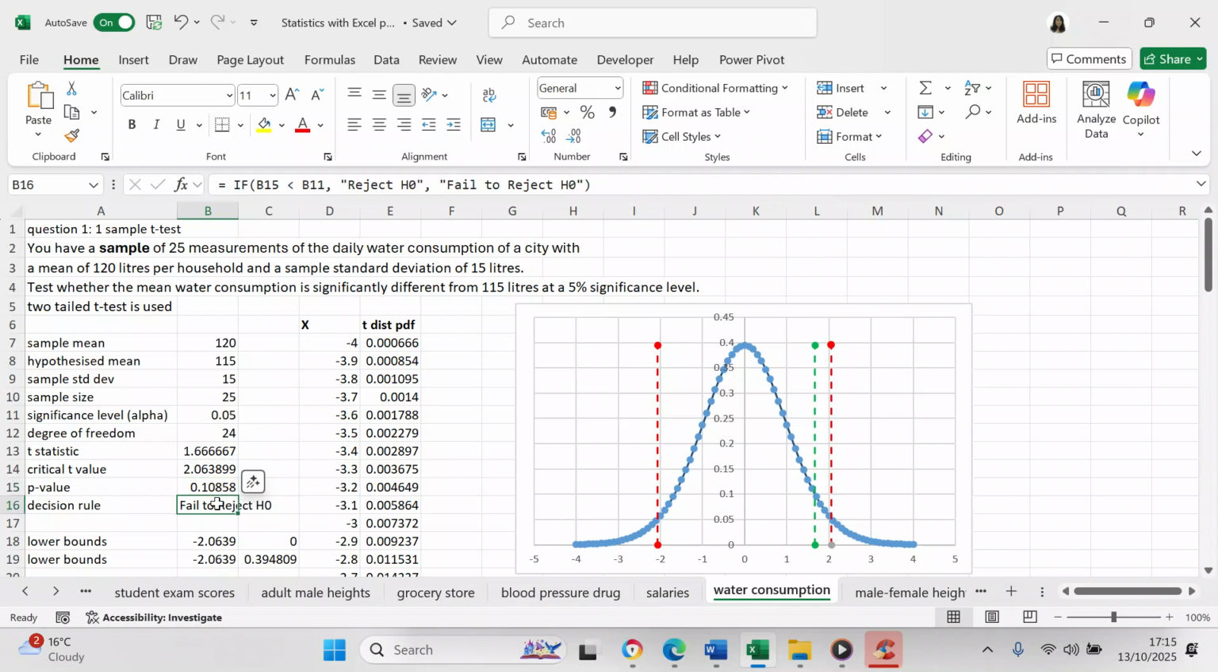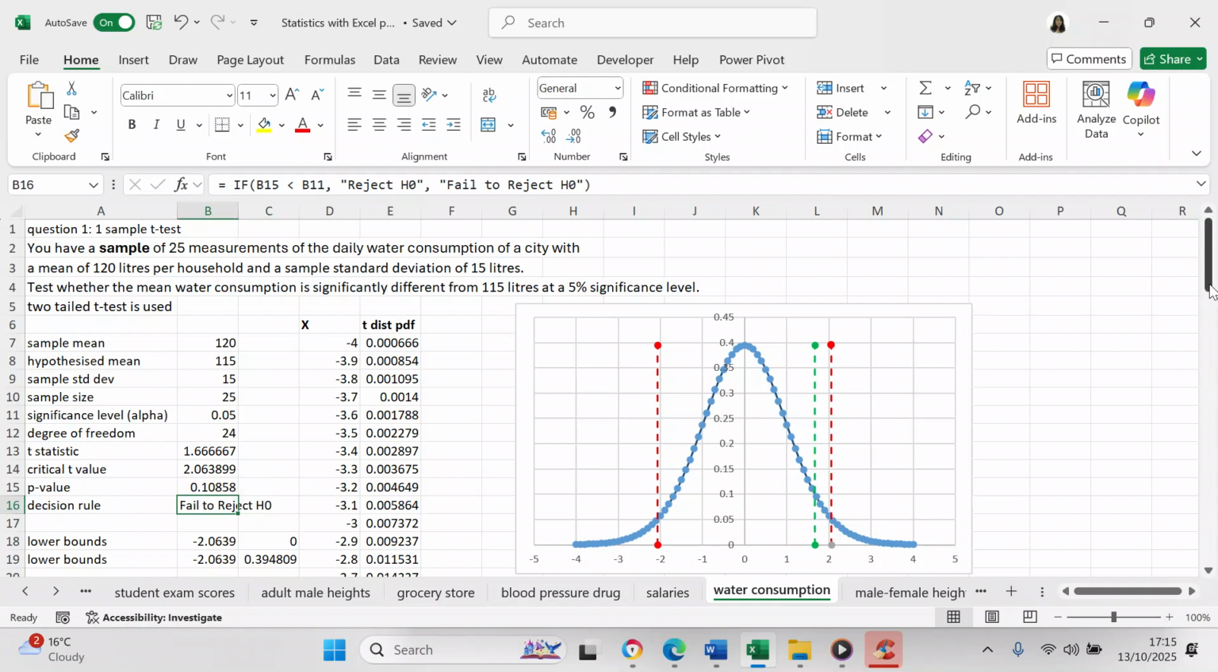So your decision rule is if B15, that's your p-value, is less than B11, that's your significance level, then you're going to reject the null hypothesis. Otherwise, you're going to fail to reject the null hypothesis. And so basically, your p-value is 0.1, so it's larger than the alpha of 0.05, so that means you're going to fail to reject the null hypothesis.